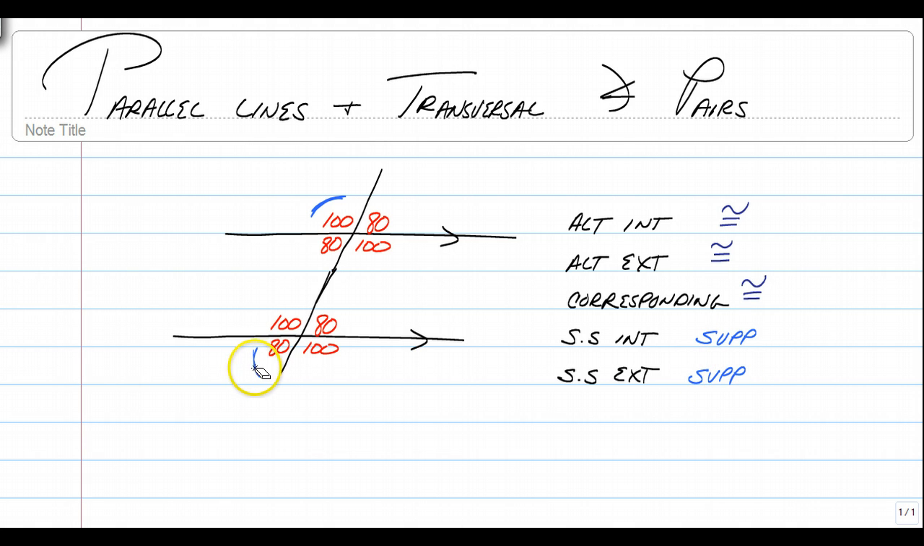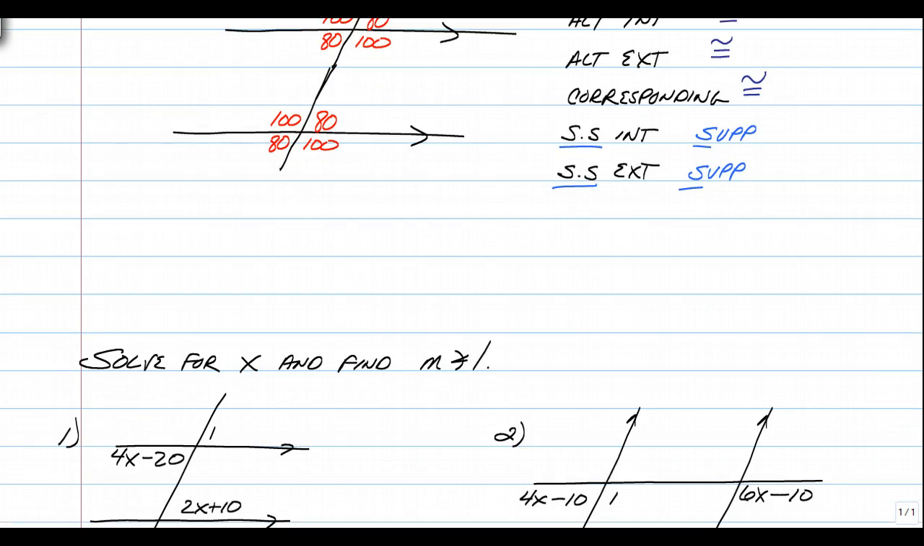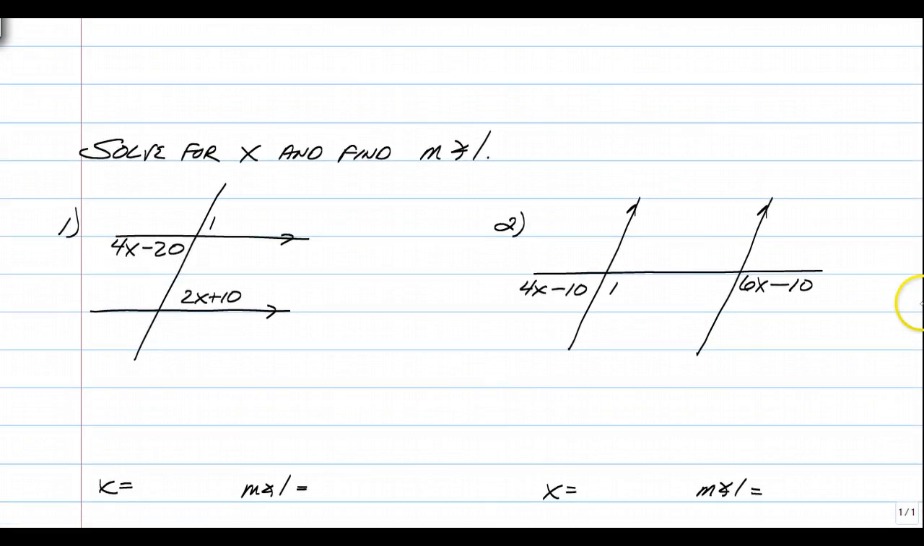Okay, so it's really important to know which type of angles you have that are congruent versus supplementary. So once you have this memorized, doing the algebra is actually pretty easy. So alternate interior, alternate exterior, and corresponding angles will always be congruent. Same side interior and same side exterior will always be supplementary. Check that out. Pretty easy way to memorize that. Same side sup. So let's go try some algebra problems.